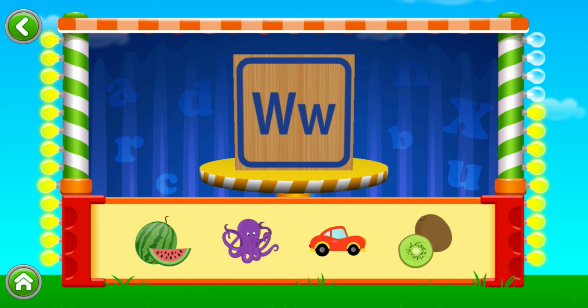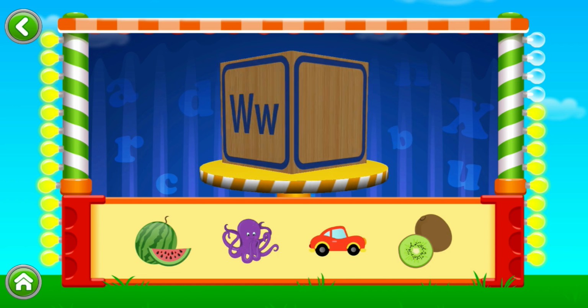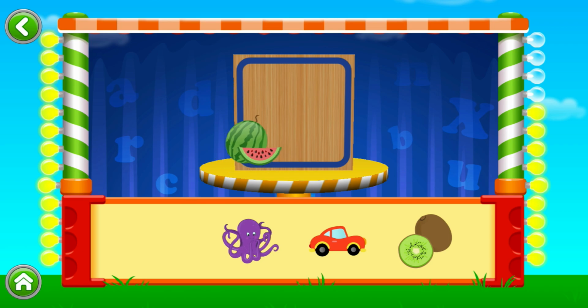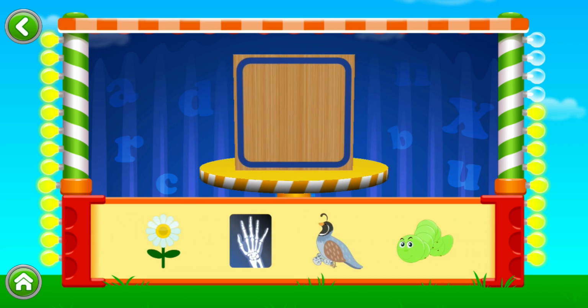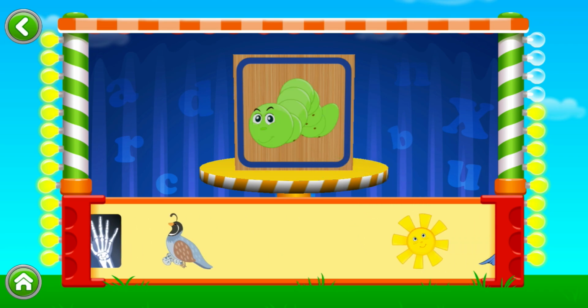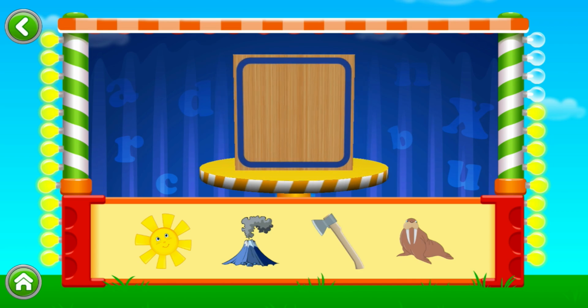W. Watermelon. Go ahead and turn the letter cube. Worm. Now, let's do the next side. Walrus.